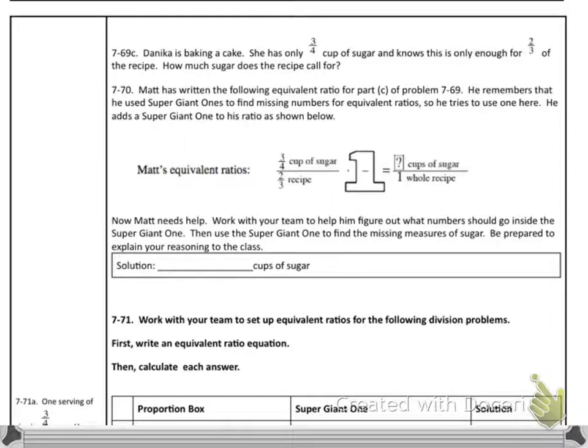Matt knows that if you only have 3/4 cup of sugar, and that's enough for 2/3 of the recipe, you need to figure out what 1 would have been. So here are the two ratios. The sugar, notice the units. Sugar was placed on top, so both values with sugar are on top, and the recipe is on the bottom. Here is what she has. She has 3/4 of the 2/3, and we need to figure out what 1/2 would be.